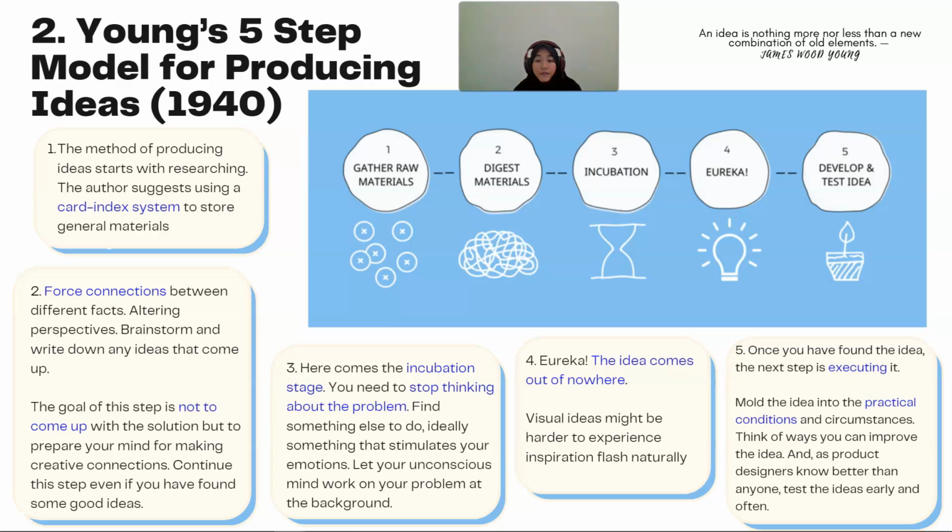Number 4 is Eureka. It is actually the same as Wallace, where the ideas come to propose the solution. And then number 5, develop and test the idea. It is almost the same. The last one is where you have got the idea from stage number 4. Now you are in the next step, which is the executing step. Mold the idea into practical conditions, find ways to develop it, and at the end, you need to verify or test the idea.